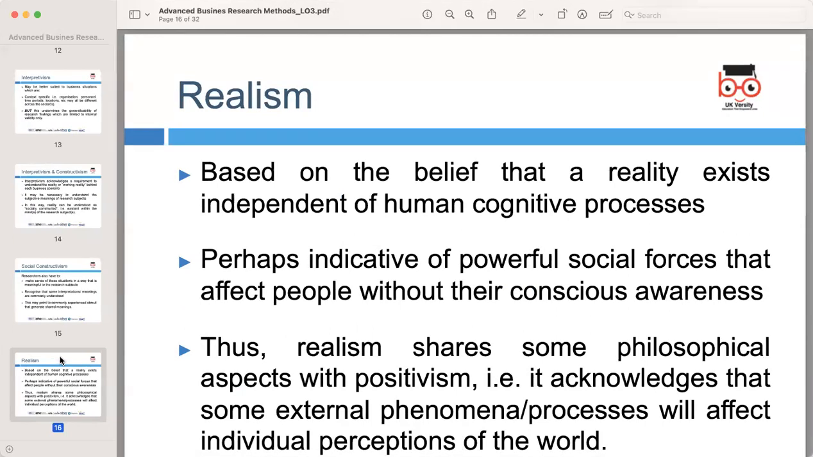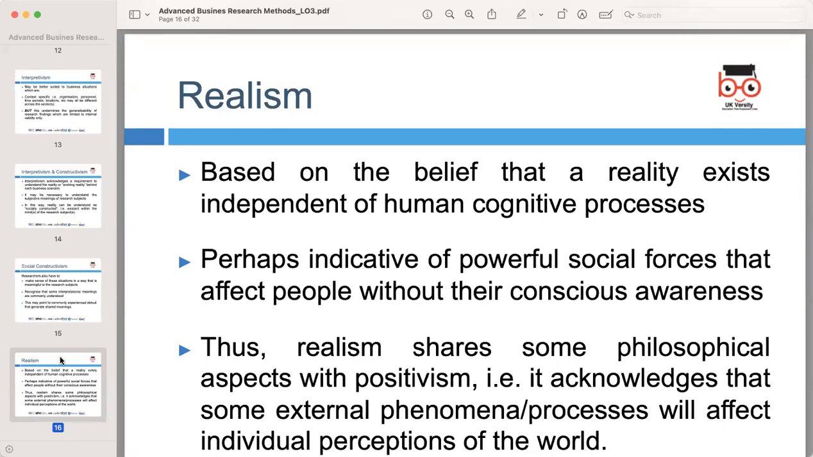Realism. Here we are discussing an interesting philosophical perspective called realism. So realism is based on the belief that there is a reality that exists independently of our thoughts and perceptions. In other words, it suggests that there is a world out there that exists whether we are aware of it or not.